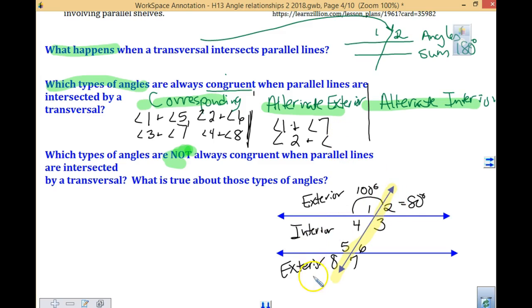2 and 8. I now want you to try and list 2 pairs of alternate interior. So list them first on your paper. So interior we have 3, 4, 5, and 6. So if I start with angle 3, 3 and 5, right? Angle 4 and angle 6. Now, all of these will be congruent.